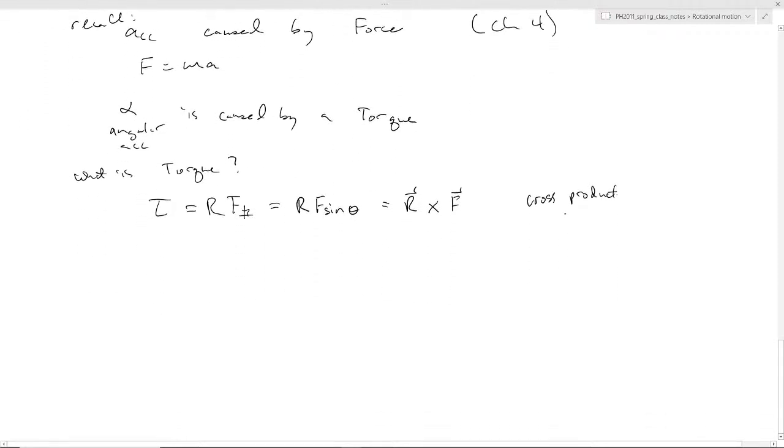So let me just give you kind of a cartoon of what this looks like. A good intuitive example to think about is you imagine like a wrench. Oh, wow, if I can draw a wrench here. Oh my gosh. All right, 1 second.